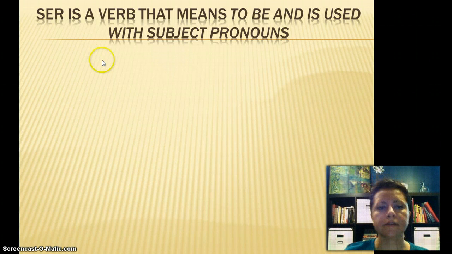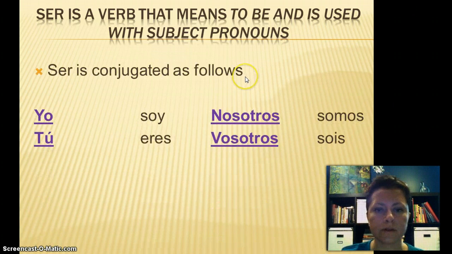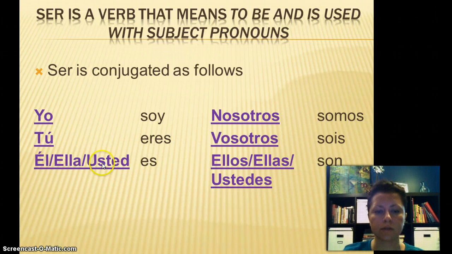Ser is a verb that means to be, and it's used with subject pronouns. If you recall, those subject pronouns are yo, which means I, tú, you, él, he, ella, she, usted is one that you would use to speak to someone who's older than you. Nosotros means we, vosotros is you all, and it's used in Spain.